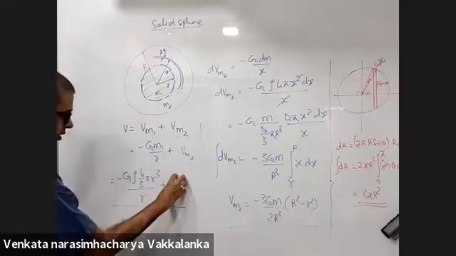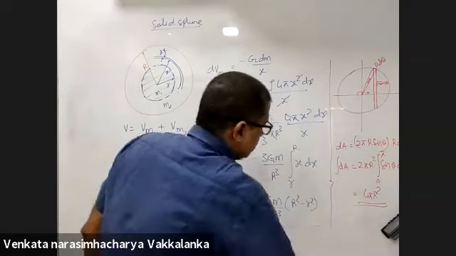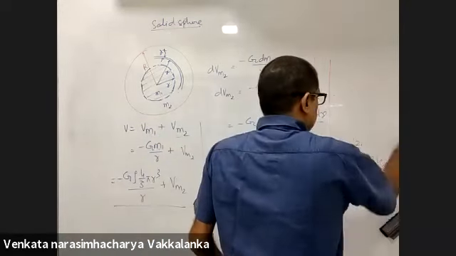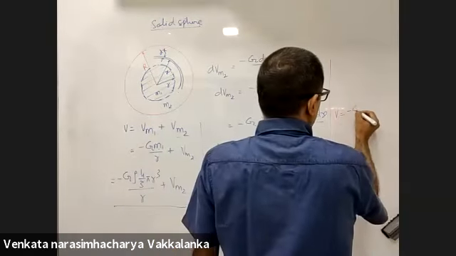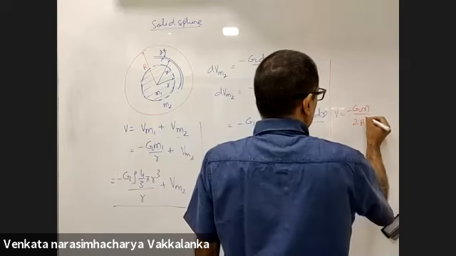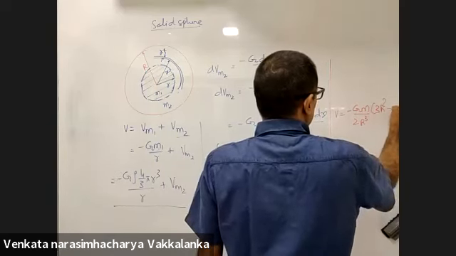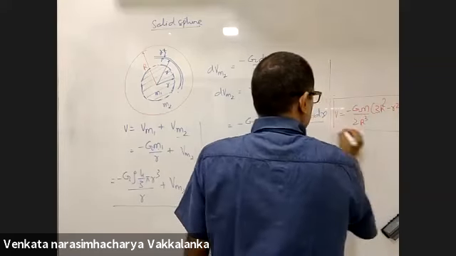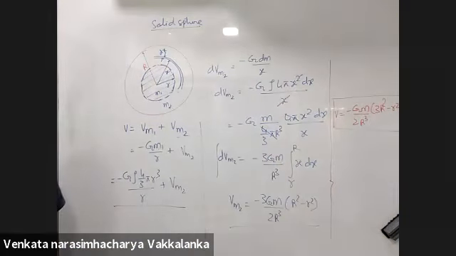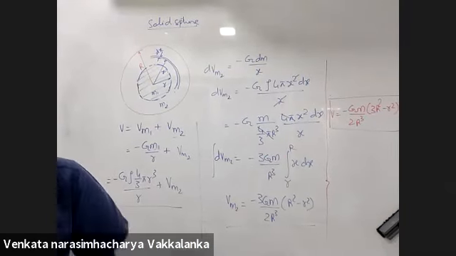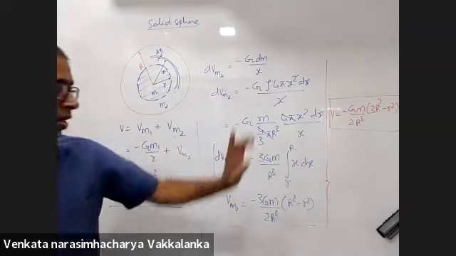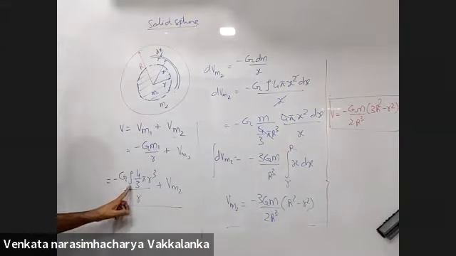Done, sir. Substituting this here and substituting density, this is the answer that you should get. I will write the answer: minus GM by 2r cube into 3R square minus r square. This is the answer that you are supposed to get for potential. All of you, please confirm that you are getting it. Substituting this here and substituting for density, mass per unit volume.